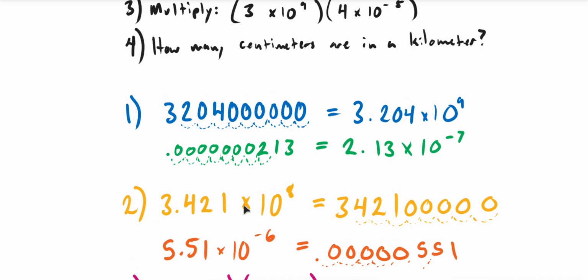Here's a couple more. How do I get this to be in regular notation? I have to move the decimal to make it bigger 8 times. That's this guy. I had 3 moves here, and then I need 5 more zeros. What about the minus 6? Well, I need 1 and then 5 more moves. So that puts 5 zeros up front and a 551 on the end.